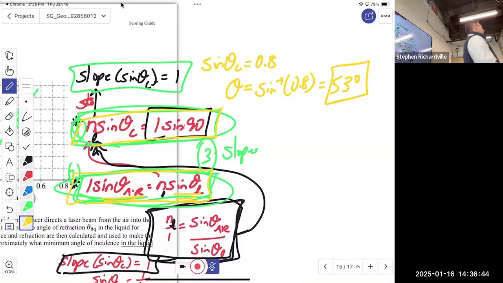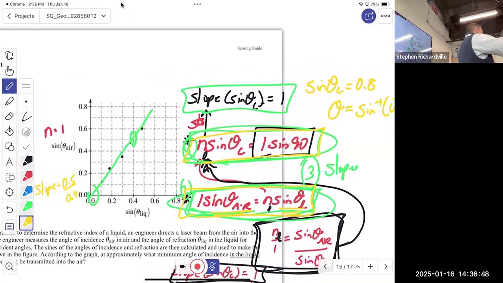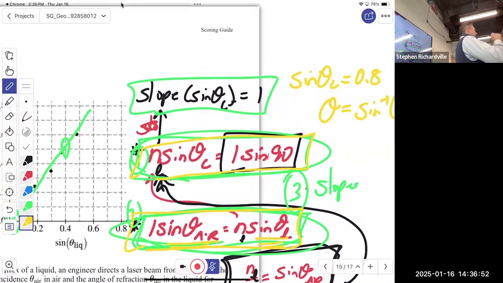The slope is 0.5 over 0.4. But I think what happened was if we use that, we might get the 48. I had to realize that my sine theta critical is actually 1 over the slope. Okay. You sure we made the mistake? I know that was long-winded, but my sine theta critical is actually 1 over the slope.